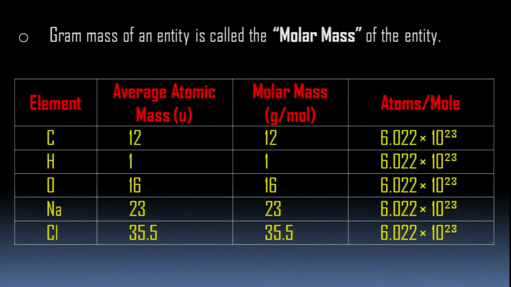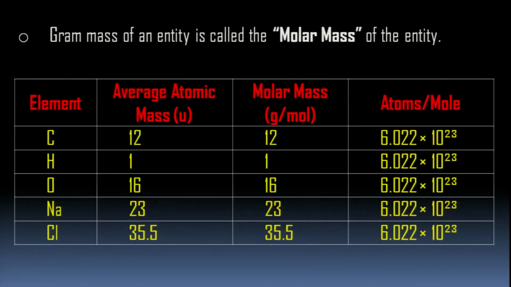See here, children, it's very easy. Gram mass of an entity is known as molar mass. Gram mass of an element, or of a compound, we call it molar mass. See here in the example what you see.